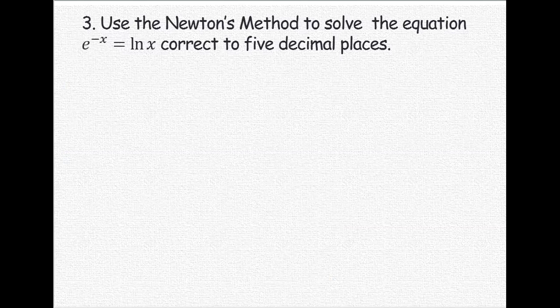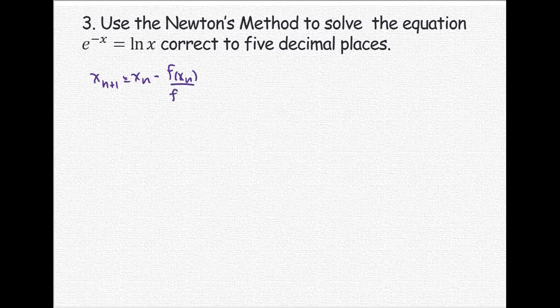Use Newton's method to solve the equation e to the negative x equals natural log x, correct to 5 decimal places. The Newton's method formula is x_(n+1) equals x_n minus the function at x_n divided by the derivative at x_n, for n equals 0, 1, 2, 3, and so forth.